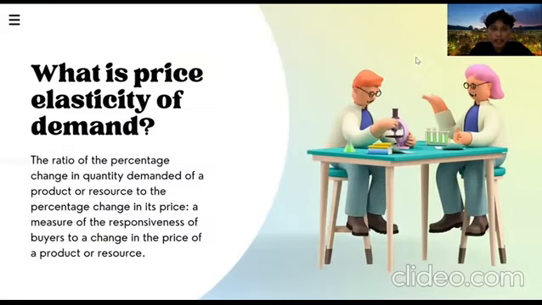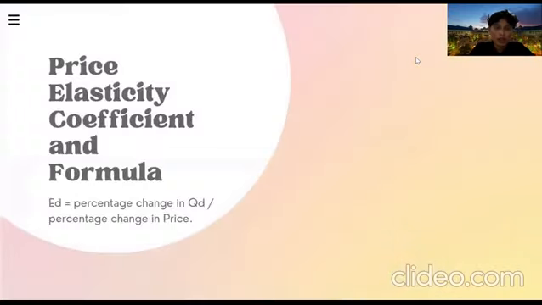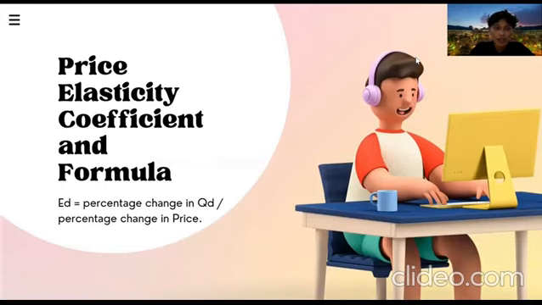Okay, next, what is price elasticity of demand? Price elasticity of demand is the ratio of the percentage change in quantity demanded of a product or resource to the percentage change in its price, a measure of the responsiveness of buyers to a change in the price of a product or resource. Next, price elasticity coefficient and formula. Economists measure the degree of price elasticity of demand with the coefficient ED, defined as percentage change in quantity demanded divided by percentage change in price.